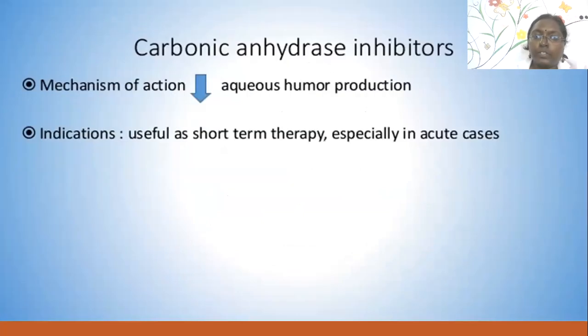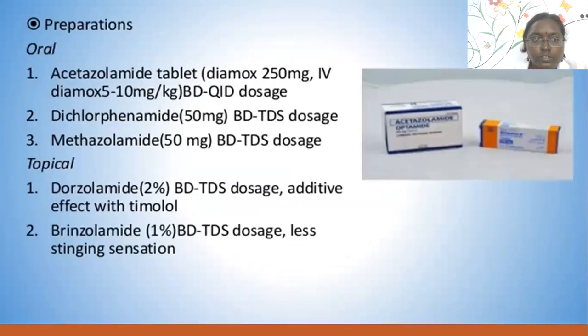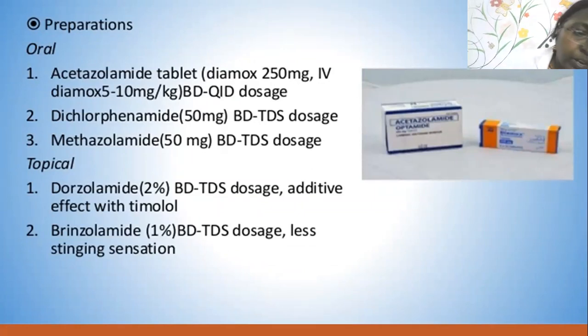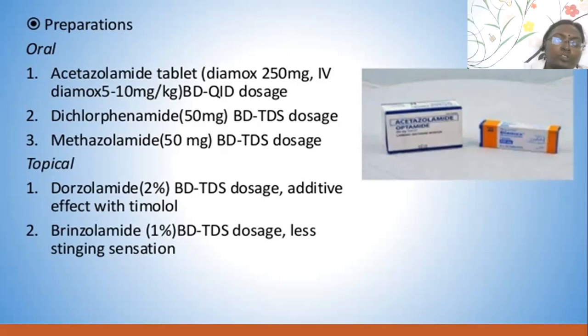Carbonic anhydrase inhibitors decrease the aqueous production. So it is short-term therapy. It is used in acute cases. The dosage of dorzolamide is 2 percent, BD, it can be given twice daily or thrice daily. And there is an additive effect with timolol. Brinzolamide 1 percent is used. Again, it can be given BD and TDS dosage.